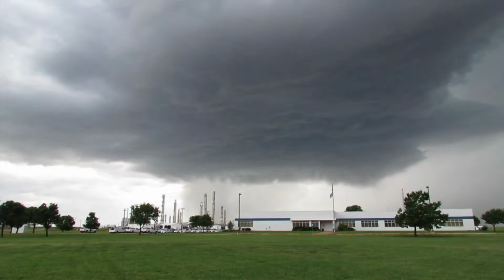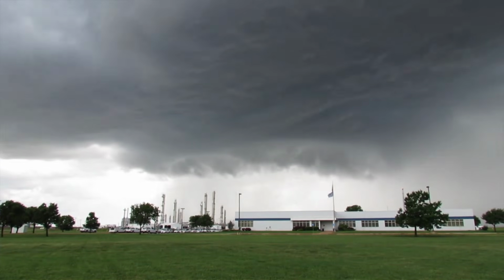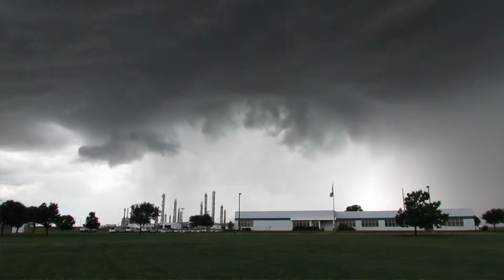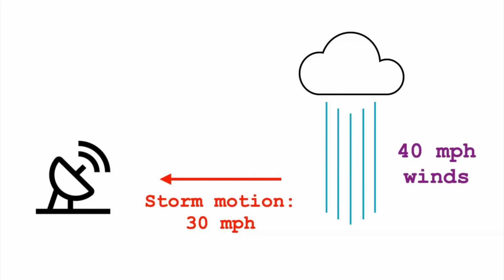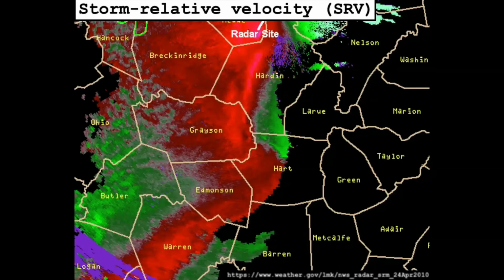However, storms and their small-scale phenomena, like tornadoes, move with respect to the ground, which can make it difficult to obtain proper velocity measurements. For example, if a storm has 40 mile per hour winds and is moving directly at the radar at 30 miles per hour, the radar will output an erroneous base velocity of 70 miles per hour. To combat this, we can use a product called storm relative velocity, which subtracts out the storm motion. This can make it much easier to discern areas of rotation within the broader wind field.